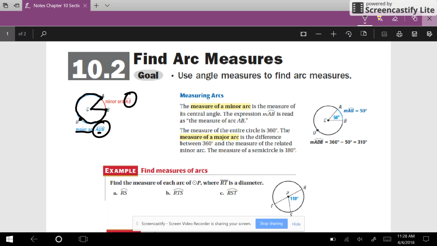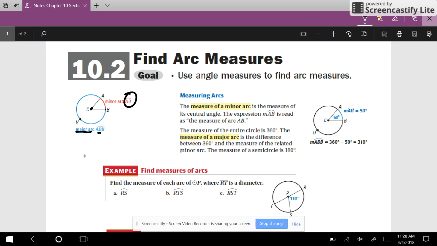The relationship between a minor arc and a major arc is that together they make up an entire circle. Therefore, they add up to 360 degrees. So if you know the minor arc, then you can subtract it from 360 to get the major arc.